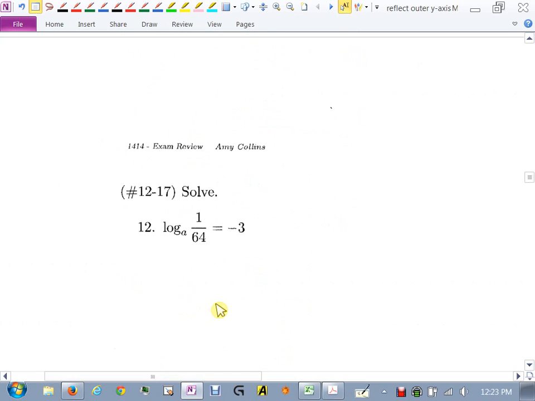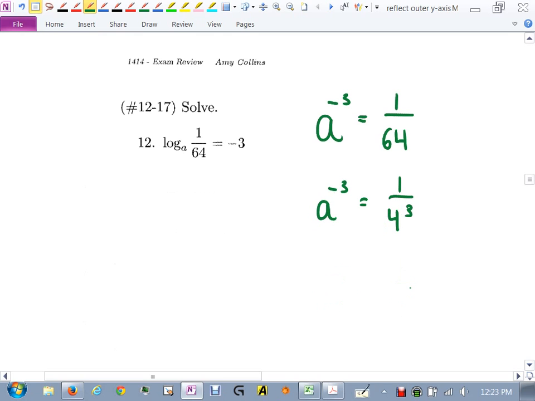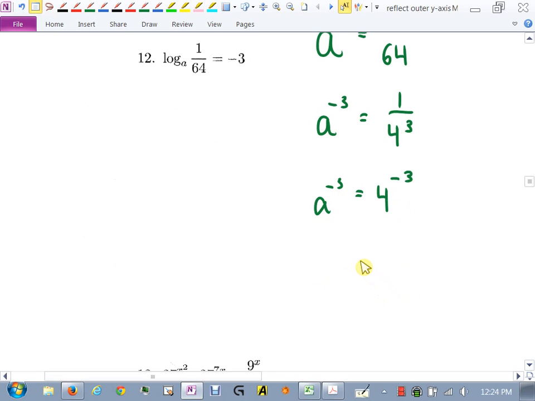Solve this equation. Loop-de-loop time, right? A to the negative 3 is 1 over 64. 64 is 4 cubed, isn't it? This is 1 over 4 cubed, 4 times 4 times 4. But that's the same as 4 to the negative 3, isn't it? So what must A be? A must be 4. A is 4.